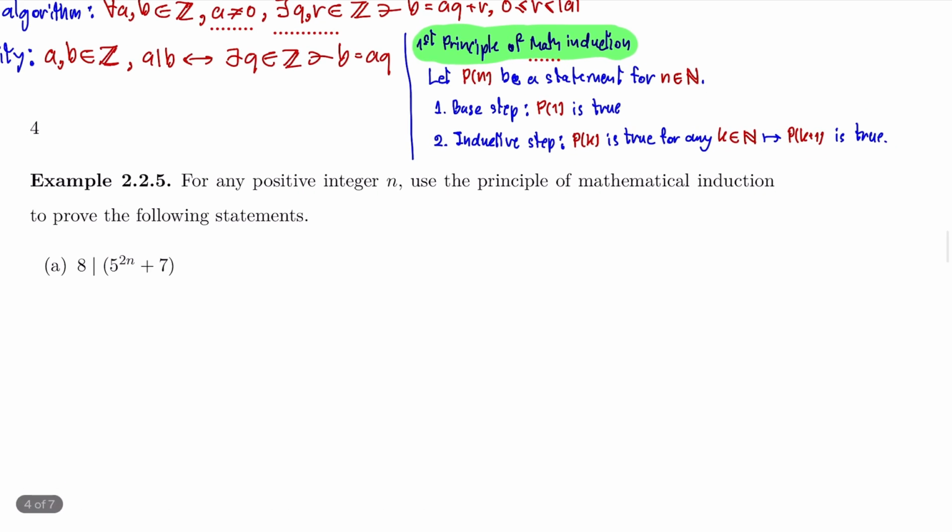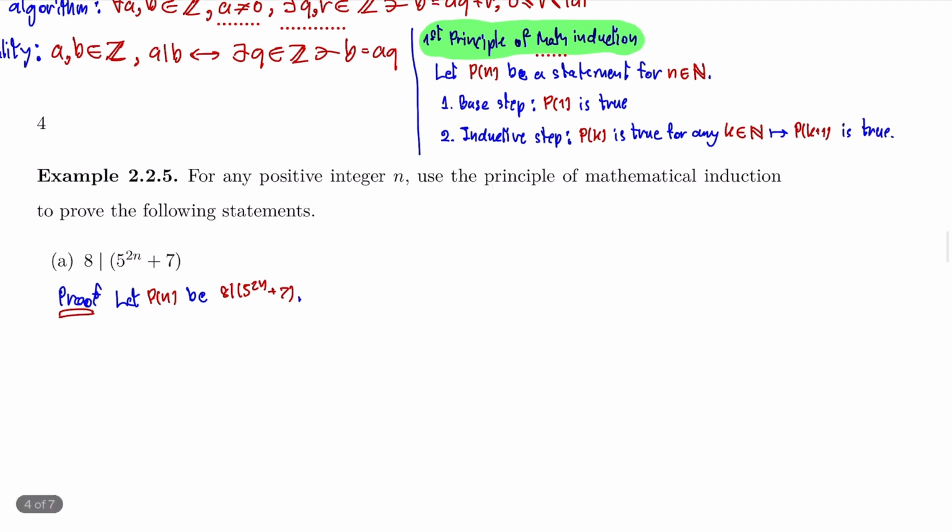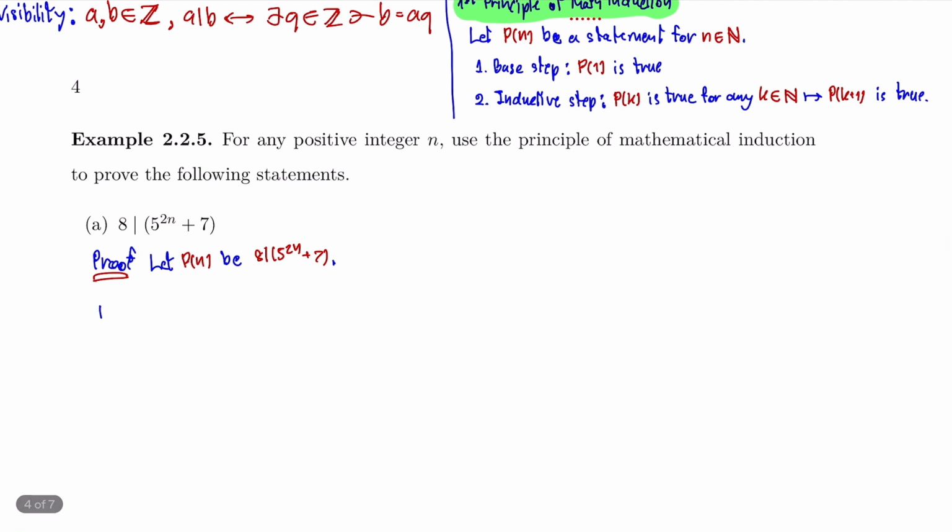Now let's start to prove this one. 8 divides 5 raised to the power of 2n plus 7. So we have to start with this proof, and let P(n) be this statement: 8 divides 5 raised to the power of 2n plus 7. And we have to start with the base step.